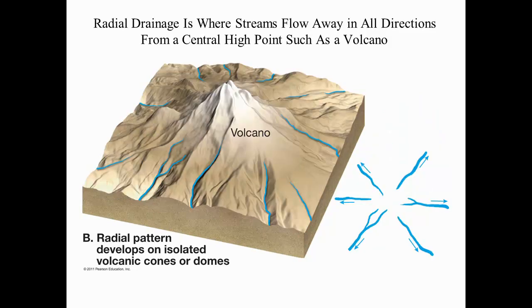Radial drainage occurs where streams flow away in all directions from a central high point, such as a volcano or maybe a dome. We would expect this type of drainage pattern to occur, for example, along the Cascades volcanic range of Oregon and Washington.